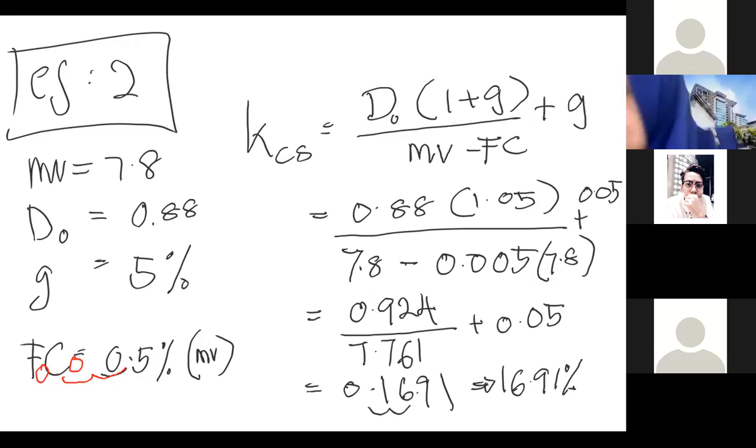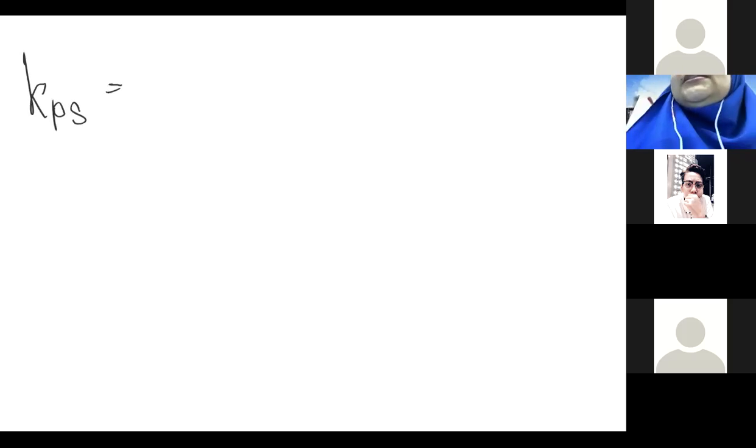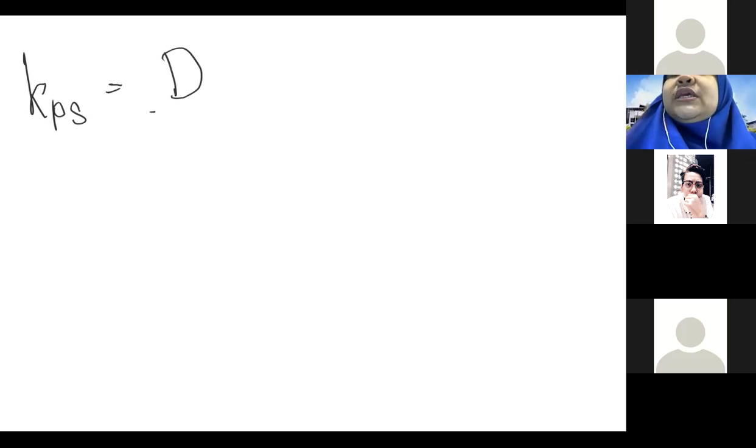Okay, settle. Any question? Okay, so now you know how to calculate cost of common share. So next is cost of preferred share. How to calculate cost of preferred share? It is like calculating cost of common share for the zero growth model, because there is no growth in the dividend. So dividend divided by market value.